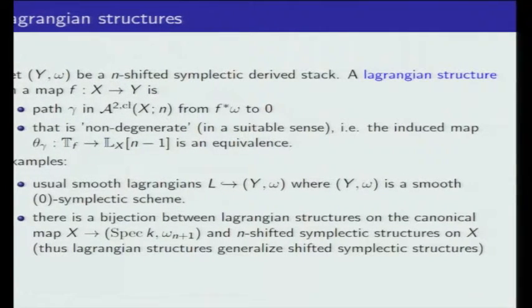And one interesting observation is that there is a bijection between Lagrangian structures on the canonical map from X to Spec K, where you endow Spec K with a symplectic structure, and Spec K can have a symplectic structure of any degree. You take degree n plus 1, and you give a Lagrangian structure on this map, which is canonical. It's the same thing as giving an n-shifted symplectic structure on the source X. So Lagrangian structures in this context are a generalization of symplectic structures.